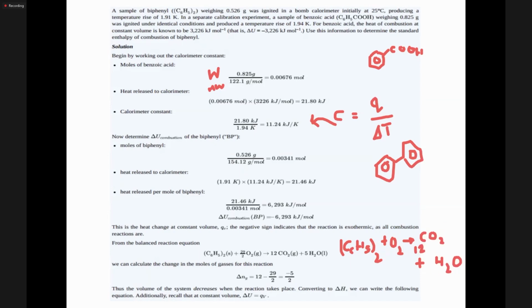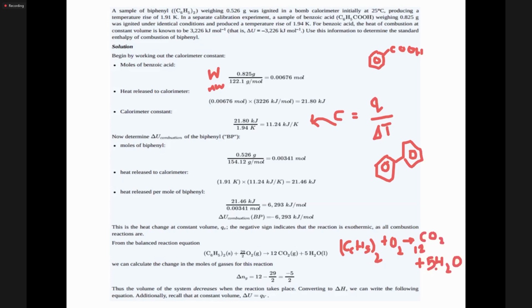But here we have O2, so only 2 oxygens. We can also start with this hydrogen. We have 10 hydrogens on the left hand side, and on the right hand side we have only 2 hydrogens. So we have 10 over here, we have 2 over here. So we can start writing 5 over here. So it will be 10 hydrogens. So with 10 hydrogens and 12 carbons, they are matching on both sides.